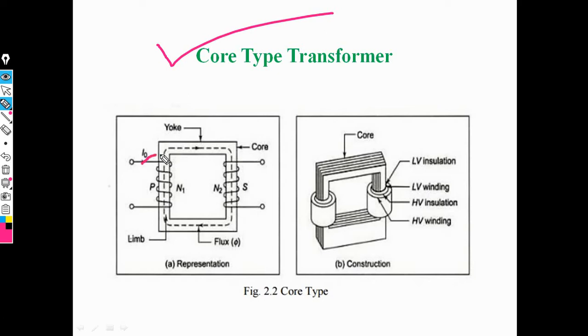Then this is the primary winding, N1, and this is the secondary winding, N2. Okay, now P indicates the primary side of the transformer and S indicates the secondary side of the transformer. Okay, now here the windings, these are the limb sections of the transformer. That is the first limb, and this is the second limb.